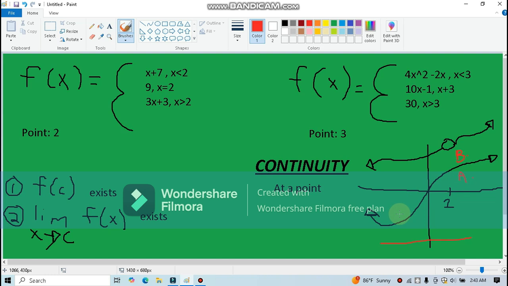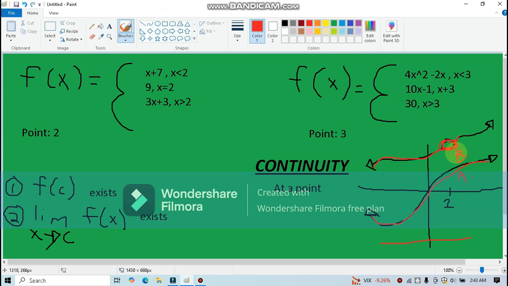there's no break, then it is continuous. So as you can see here, the function A is continuous since it has no breaks, while function B has a break or a hole here. As you can see, if it's shaded, then it's not a hole, but since it's not, therefore it's a hole. Therefore we can say that function B is not continuous.